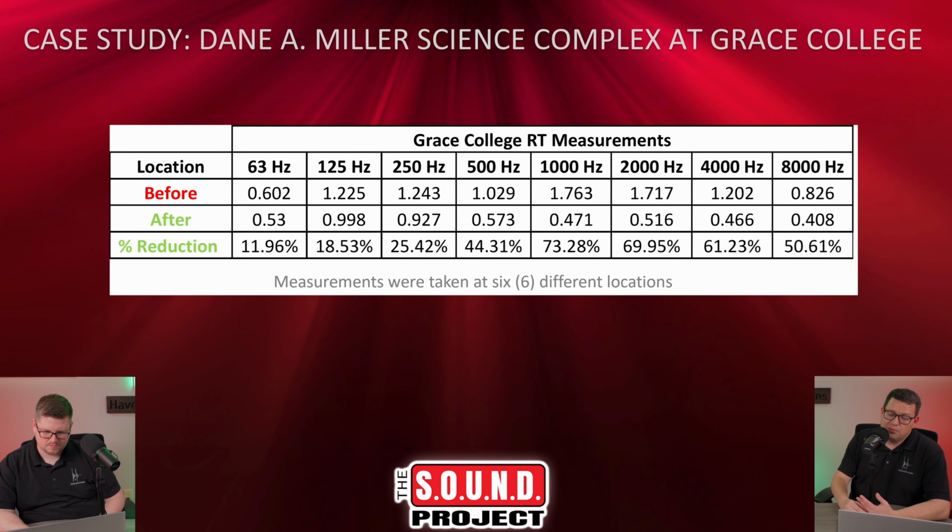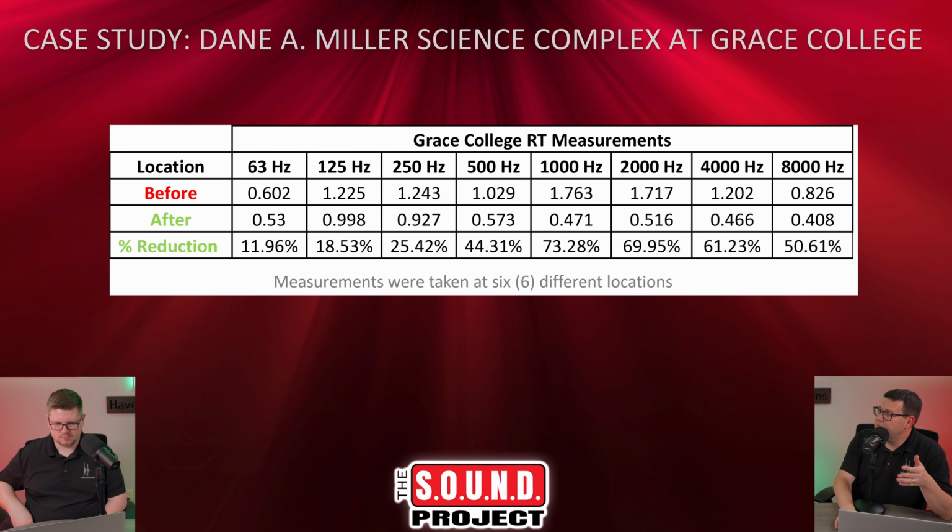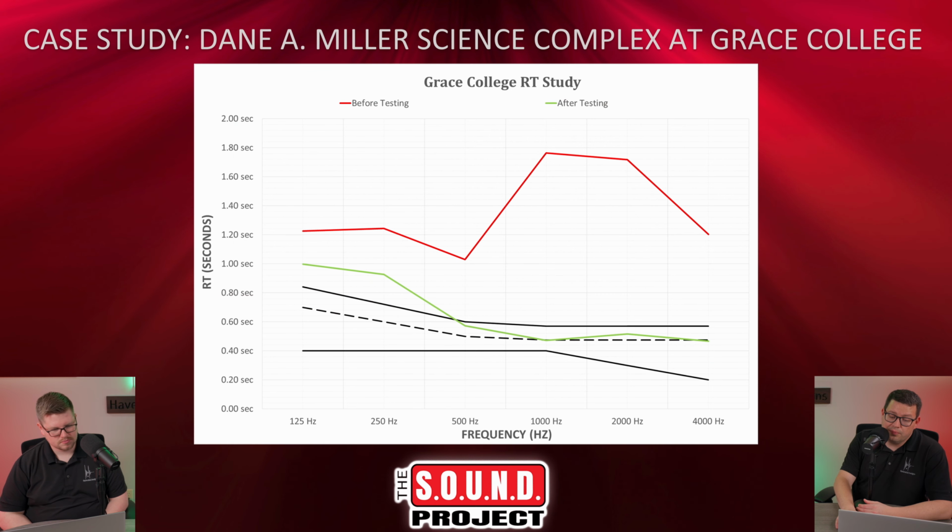We took reverb time measurements before and after, and in some cases it was up to a 73% reduction at 1,000 hertz. It was 1.76 seconds of reverb before treatment and 0.47 after. And it really wasn't a ton of treatment. Sometimes, if placed correctly and choosing the right treatments, you can really make a great result.